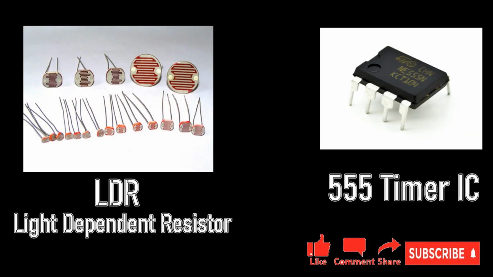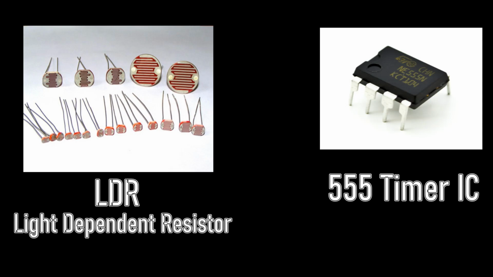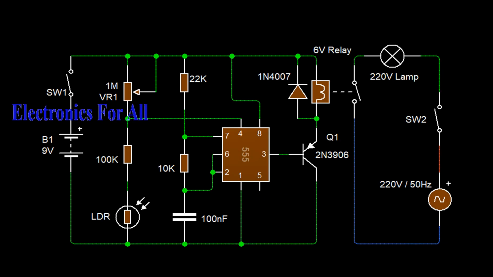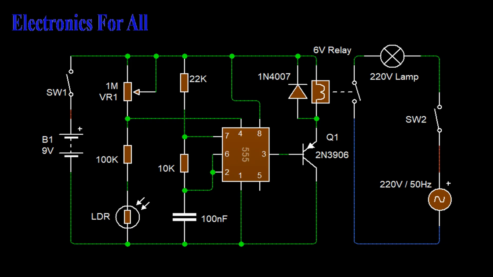As this circuit is primarily based on the working principle of the LDR, before going any further, we must get the basic details of the LDR. The figure shows an image of various types of LDR. The circuit should seem very similar to the astable multivibrator. That is because the circuit is an astable multivibrator with only one modification.